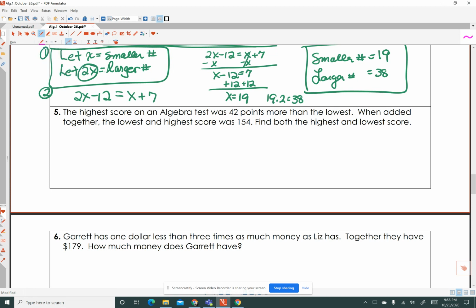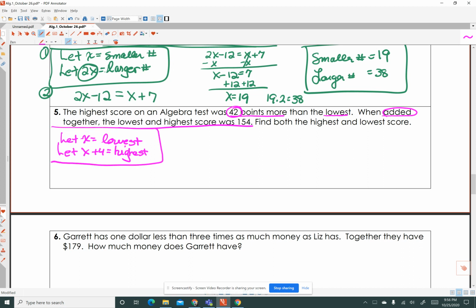The highest score on an algebra test was 42 points more than the lowest. When added together, the lowest and highest score was 154. Find both the lowest and the highest score. So we will let x equal the lowest score, and we will let x plus 42 equal the highest score.